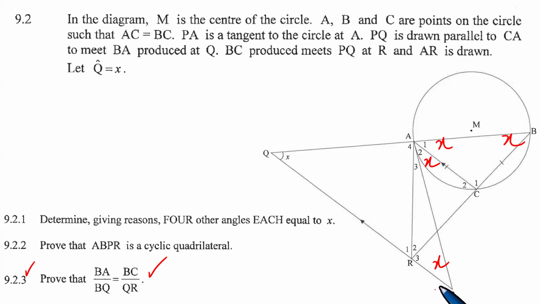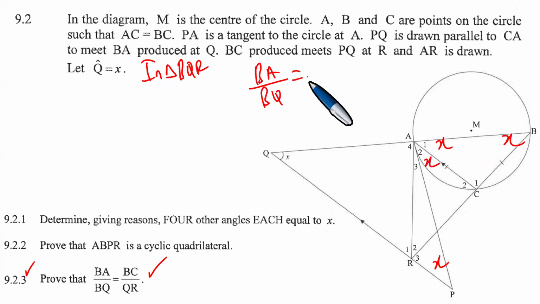It's just a small twist because in principle, you would expect BA over BQ because you are dealing with triangle, for instance, BQR. In triangle BQR, you then say BA over BQ is equal to BC over BR. You take BC over BR.